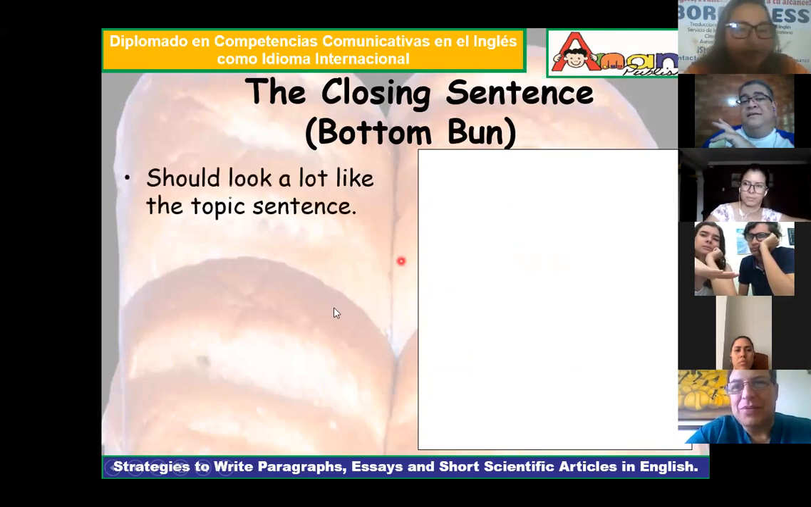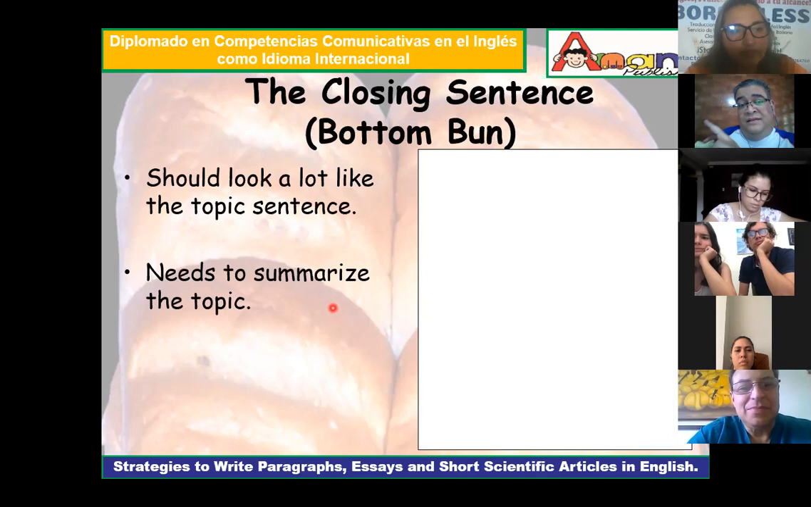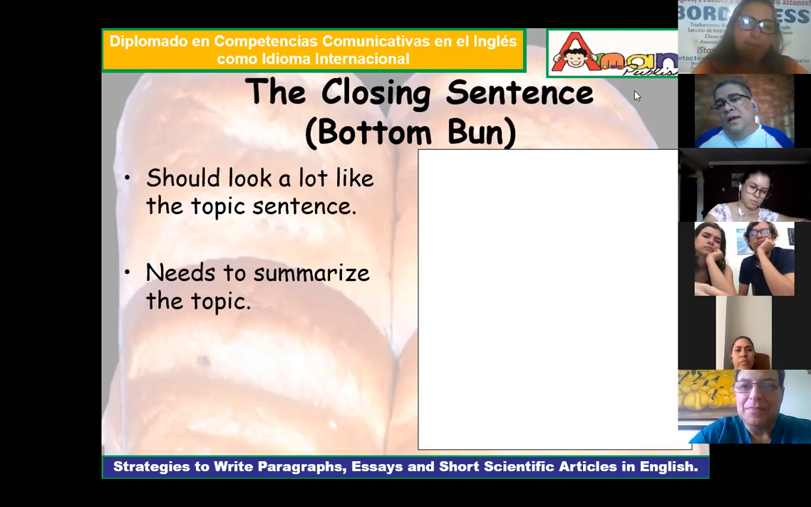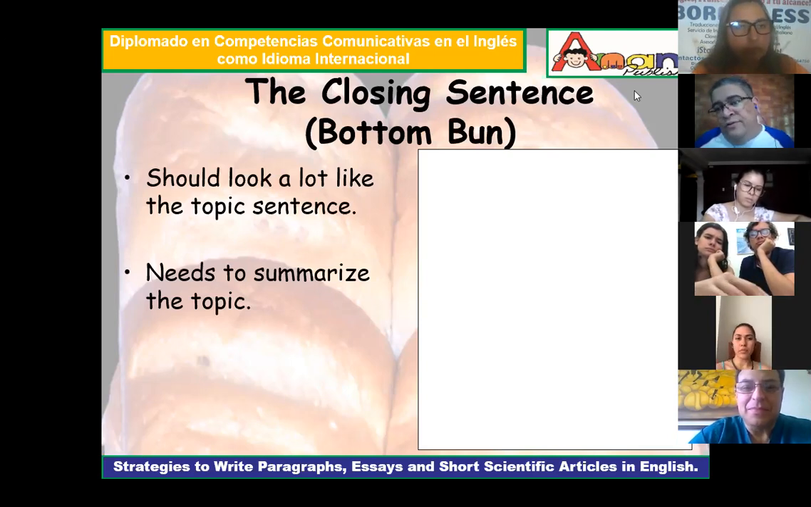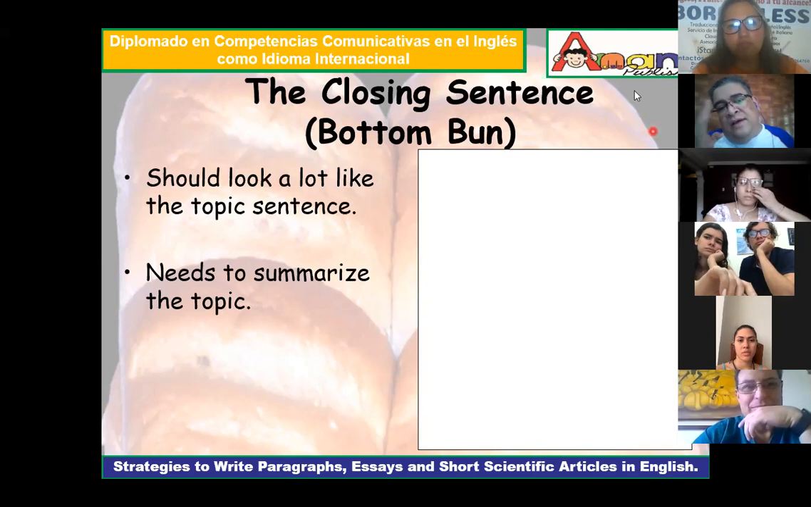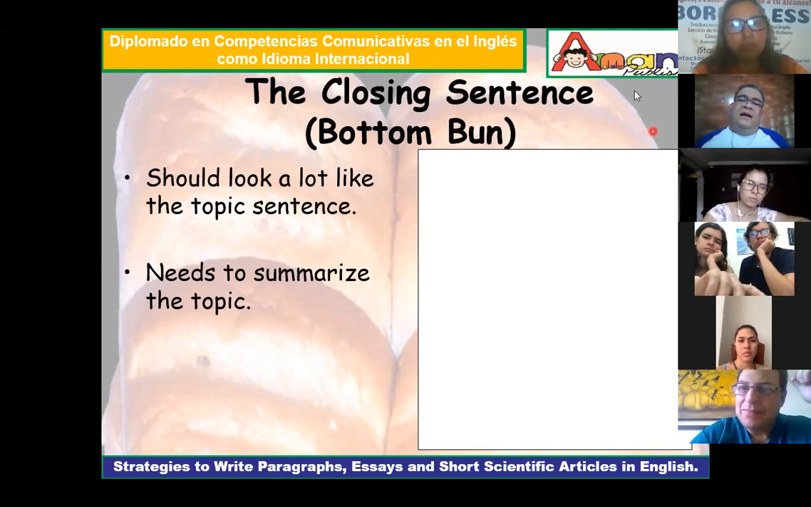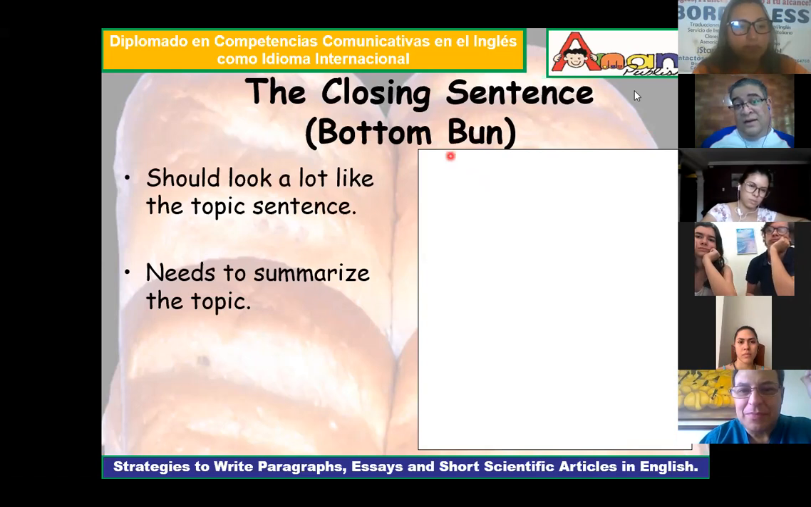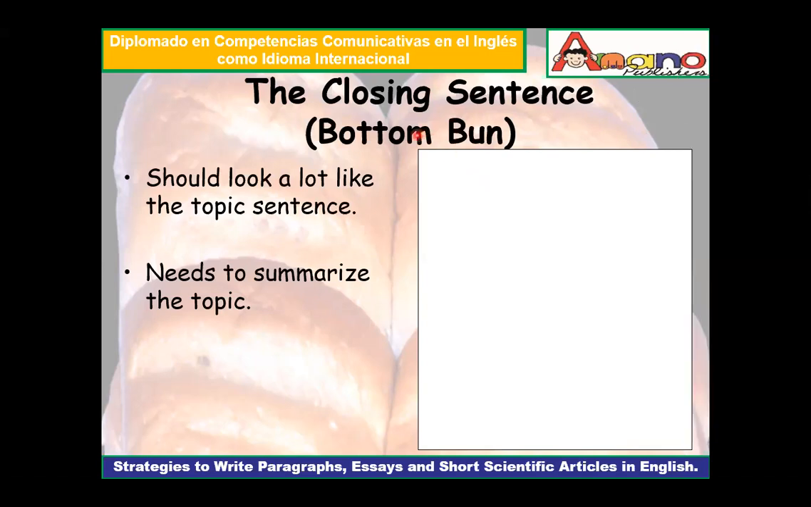Exactamente. Ese sería the concluding, closing or the concluding sentence. Should look a lot like the topic sentence. Debe parecerse a la topic sentence, but needs to summarize the topic. Remember, guys, in previous class, clarificamos que de cierta manera la concluding sentence tiene que referirse de una manera resumida a todo lo que se dijo anteriormente. ¿Recuerdan que lo dijimos? Yes. So I need to summarize the topic.